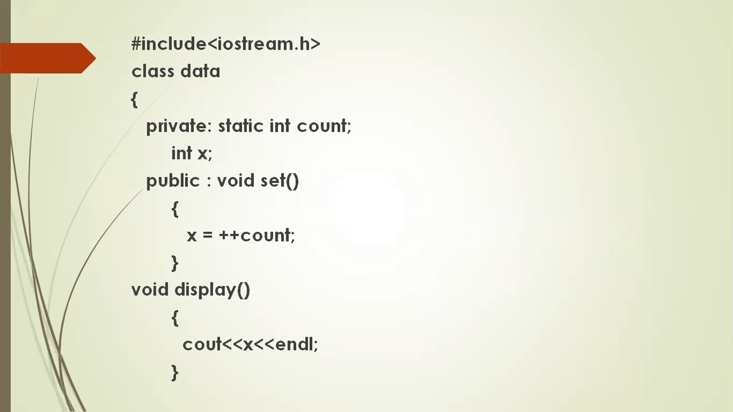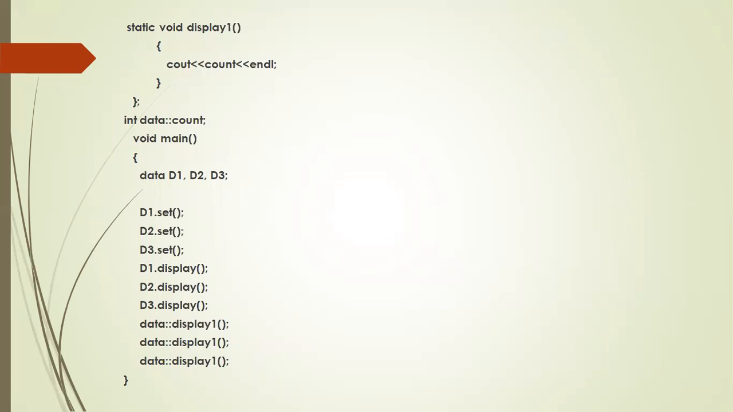And how many functions do we have? The set function, which does not start with the keyword static, so it becomes a normal non-static member function. The other function is the display function, also a normal non-static member function. We have one more function called display one, which I have made static. So display one is the only function which is static in nature, whereas the other two functions, display and set, are non-static.